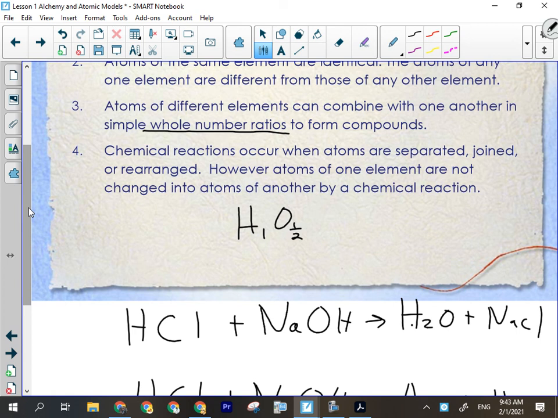Okay, so the reaction I showed you down here is an example of a reaction where the elements are rearranged. Hydrogen was initially with chlorine, now it's with oxygen. I rearranged the atoms. I didn't change what atoms I had, I just rearranged them. An example where atoms could be joined could be something like this. That's a chemical reaction between sodium and chlorine, where the elements are joined to form a single compound. Atoms can be separated.